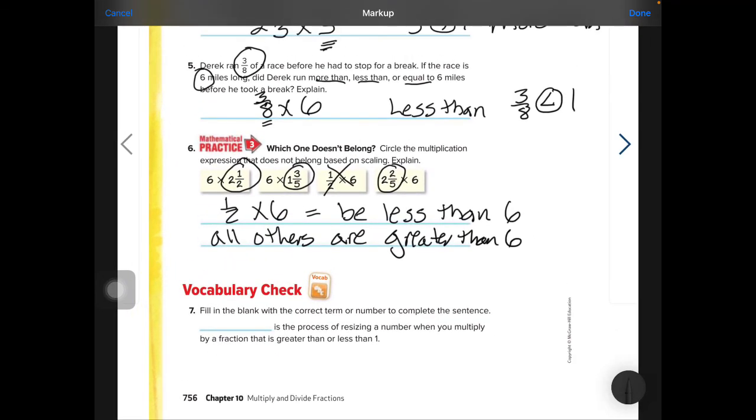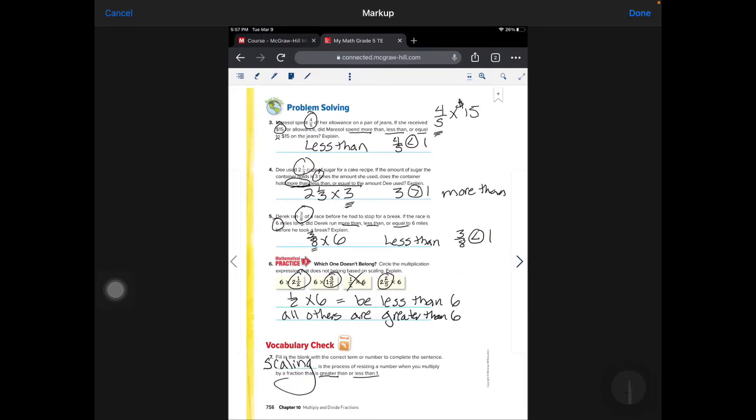Vocabulary check. Fill in the blank with the correct term or number to complete the sentence. Blank is the process of resizing a number when you multiply by a fraction that is greater than or less than 1. Think about what this whole lesson's been. Scaling. Good job. Okay, show me your work and turn it in.